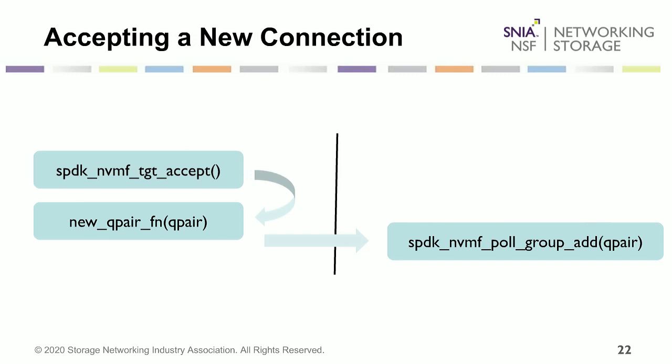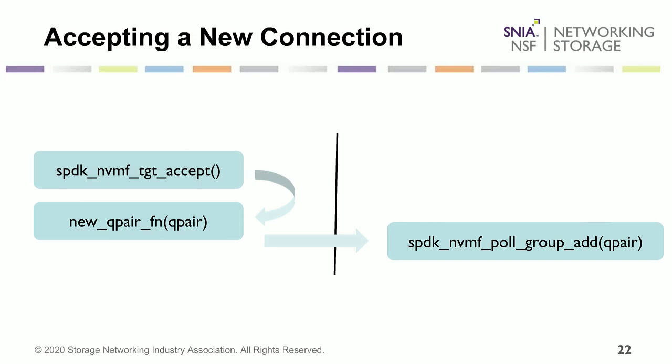And so when accept finds a new connection, it builds a queue pair object. Queue pairs are connections in NVMe over Fabrics, and it calls back up into the generic code outside of the transport and says, "Hey, I found one." And the job of that generic code is then to assign this queue pair to a poll group so that it can start being polled for incoming data and processed.